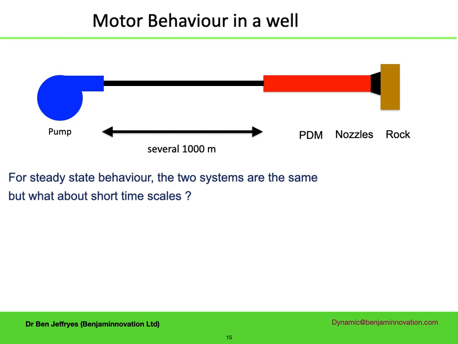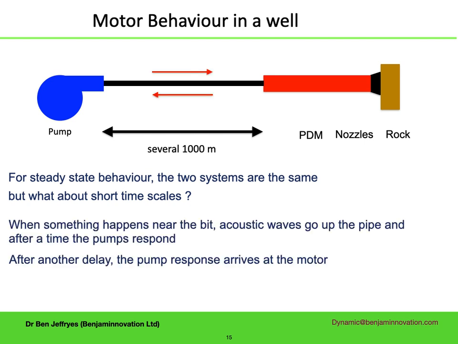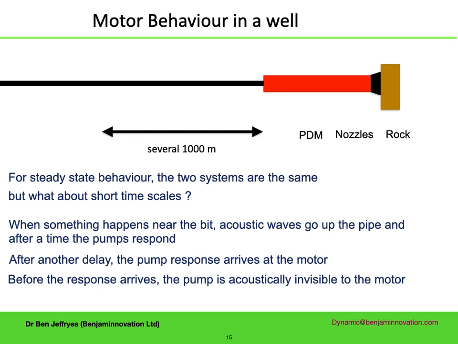If the system is in steady state, then the fluid in the long pipe in the well and the short hose in the dynamometer behave the same. But that's not the case for transients. Sound in drilling fluids normally travels at between 1000 and 1500 meters per second. So if pressure increases across the motor, it takes time for the effect of that to go up the pipe and for the pumps to respond. There is the same delay again before the effect of the pump's response reaches the motor. This is seconds later. So short torque transients may be over before the pump response even reaches the motor. Before the pump response arrives, the pump is invisible to the motor acoustically, and the pipe may as well be considered as infinite.